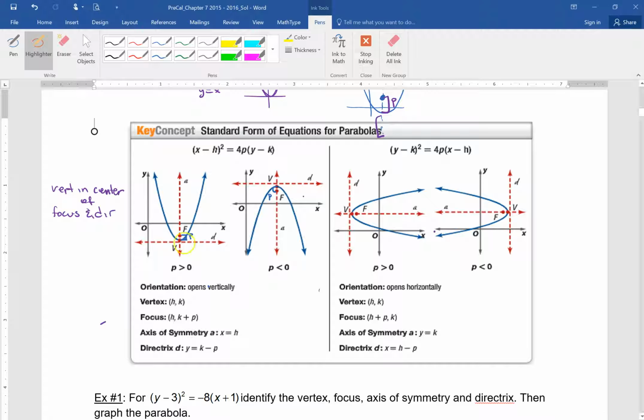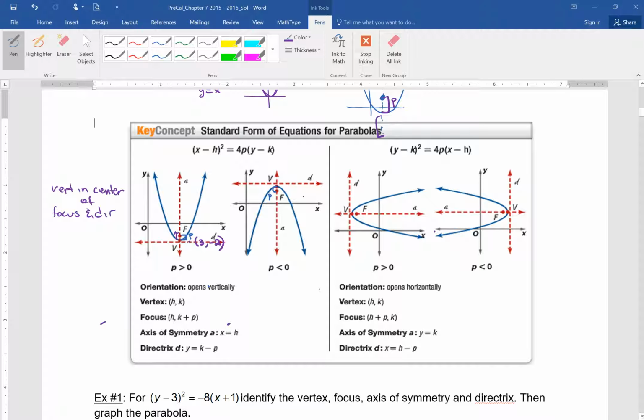Now, where's the focus? It's up on the axis, right? So if I'm at the vertex, suppose my vertex is at 3 and -2, and I have to go to the focus. Is my x-coordinate going to change? If I'm here and I'm going to go up to the focus, my x-coordinate isn't going to change, right? It's my y-coordinate that's going to change. So how much do I go up? I go up p units, okay? So where is the new coordinate now?